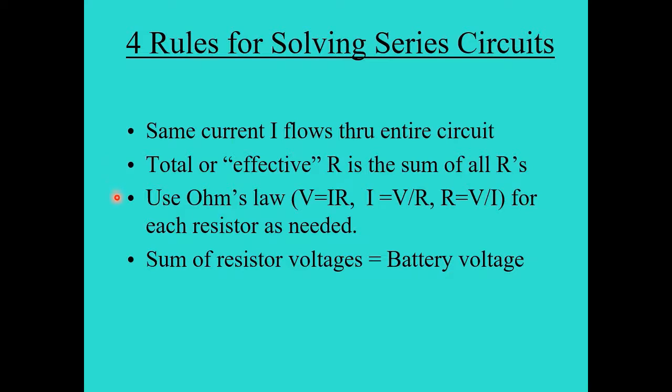The third rule is that we can use Ohm's law. Remember, Ohm's law is V equals IR, or it can be written as I equals V over R if we want to solve for I, or R equals V over I if we want to solve for R. These are 3 different ways of stating Ohm's law. They're all the same law, just written differently. And we can apply these for each resistor in the circuit as needed. The fourth rule is the one we just showed on the last slide. The sum of the resistor voltages always adds together to give us the battery voltage.